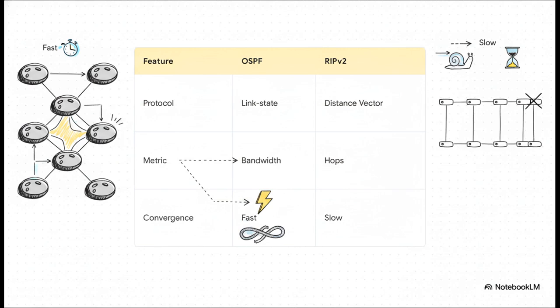Plus, RIP has a hard limit of 15 hops. OSPF has absolutely no hop limit. It factors in the actual bandwidth speed, and its convergence, which is how fast it adapts when a cable gets cut or a network goes down, is practically instantaneous compared to RIP.